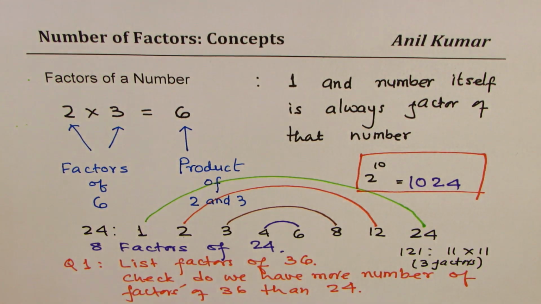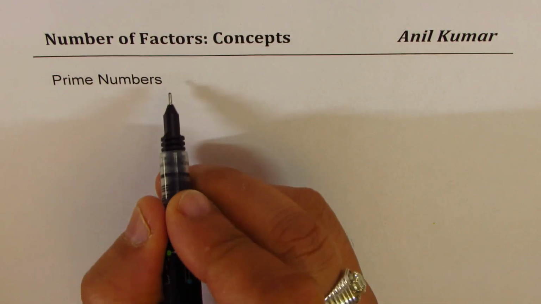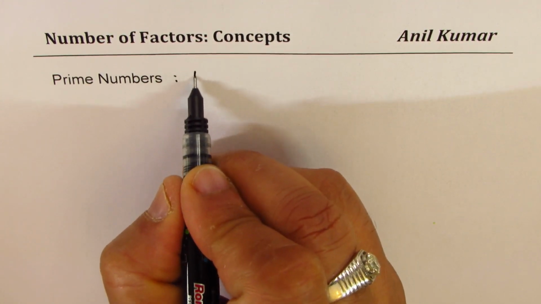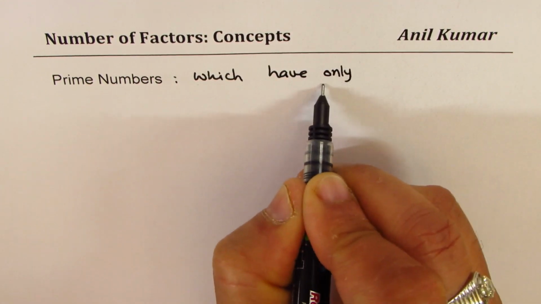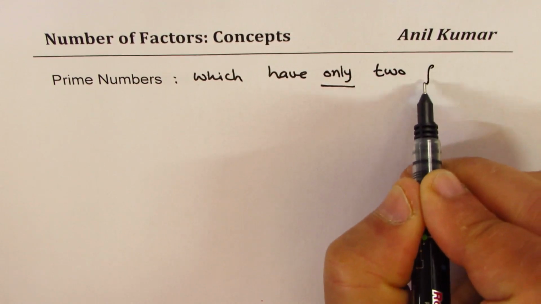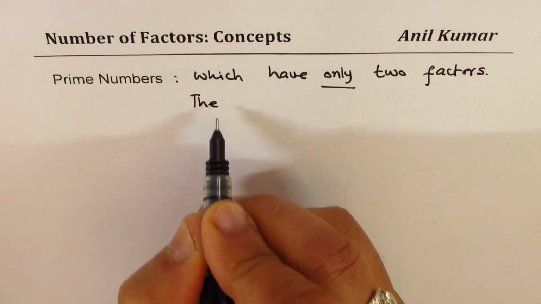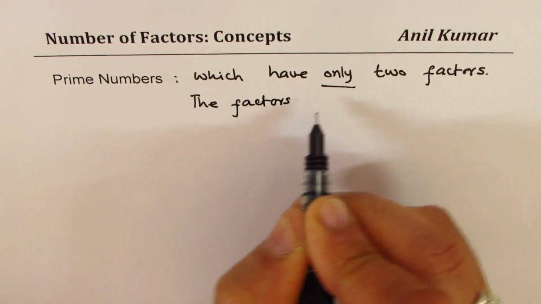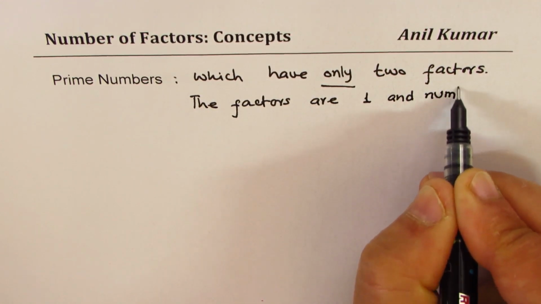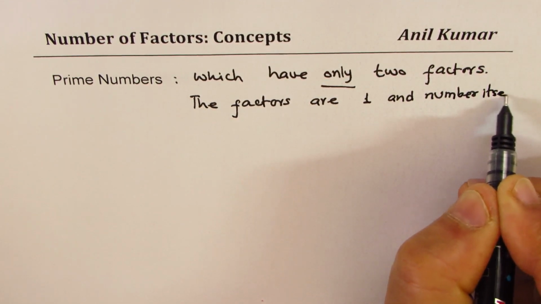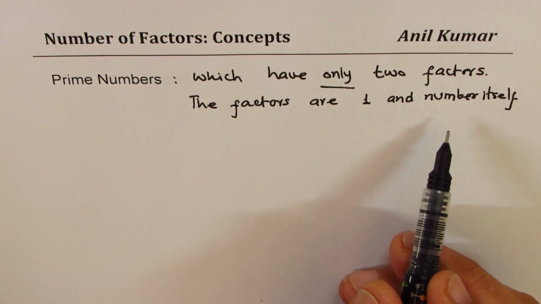Now let's move on and do the next topic. Now let's talk about prime numbers. Now what are prime numbers? Well, prime numbers are numbers which have only 2 factors. Now, which are these 2 factors? The factors are 1 and the number itself. Is that clear? So, those are prime numbers. Well, if we have more than 2 factors, then the number is called a composite number.